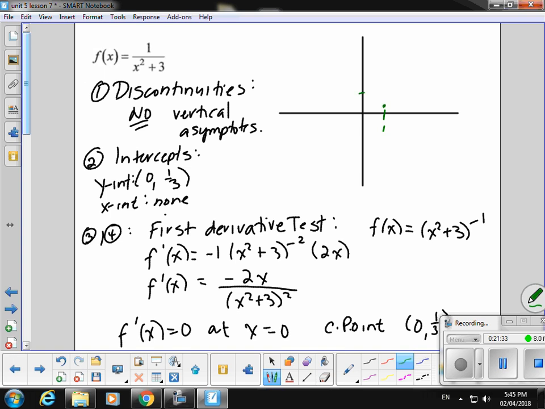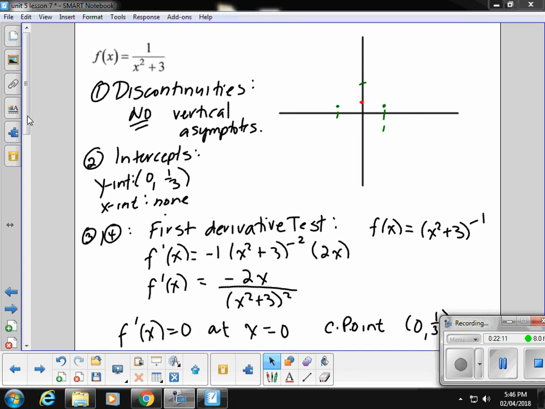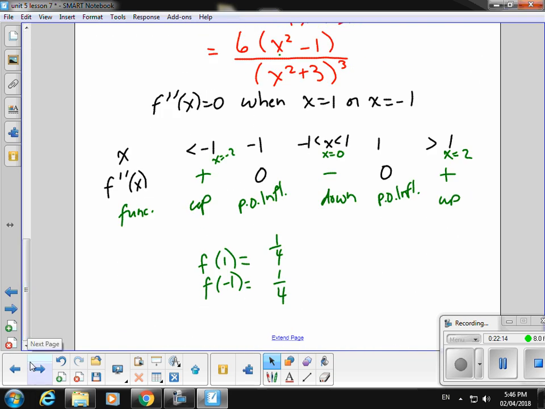1, 1/4 and negative 1, 1/4, where we're going to change concavity. I also have a maximum, which is my y-intercept at 0, 1/3. A little bit higher, so not super well done scale here. All right, so we have our maximum. We are going to look as we look at the extremities. Let's find some space at the bottom here.